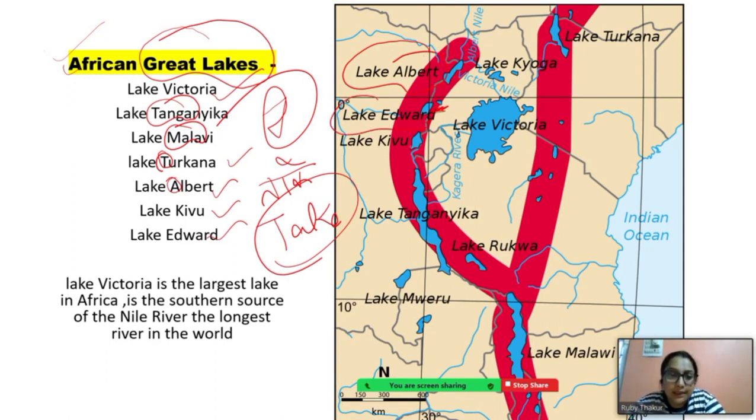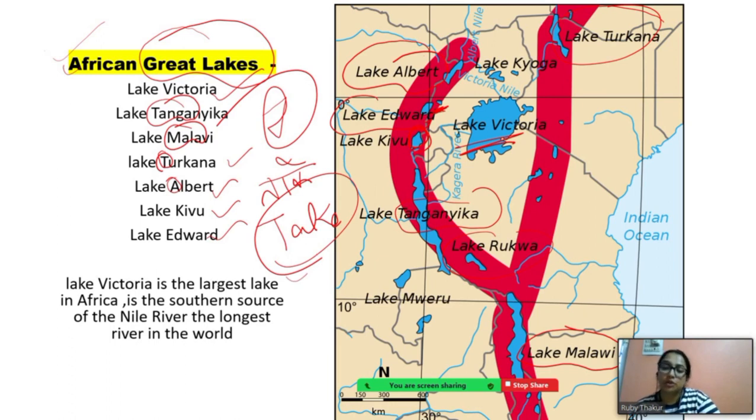See, these are the lakes. Lake Kivu is here, Lake Victoria is in the center, as we have seen. From here the Rift Valley also divides. Lake Tanganyika, Lake Rukwa and here Lake Turkana. So Lake Malawi is at the lowest point. Okay, so this is all about the African Great Lakes. Lake Victoria is the largest lake in Africa.